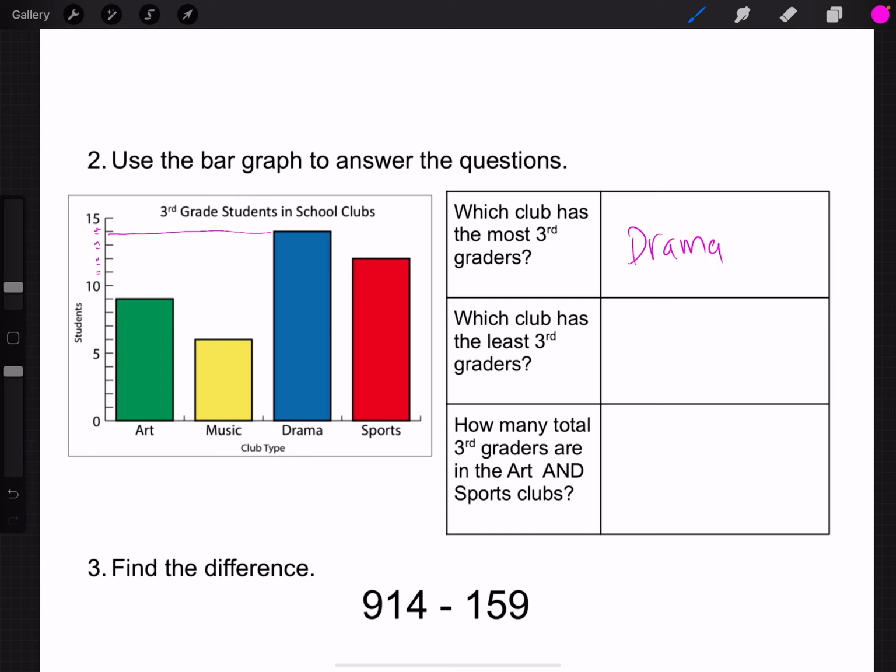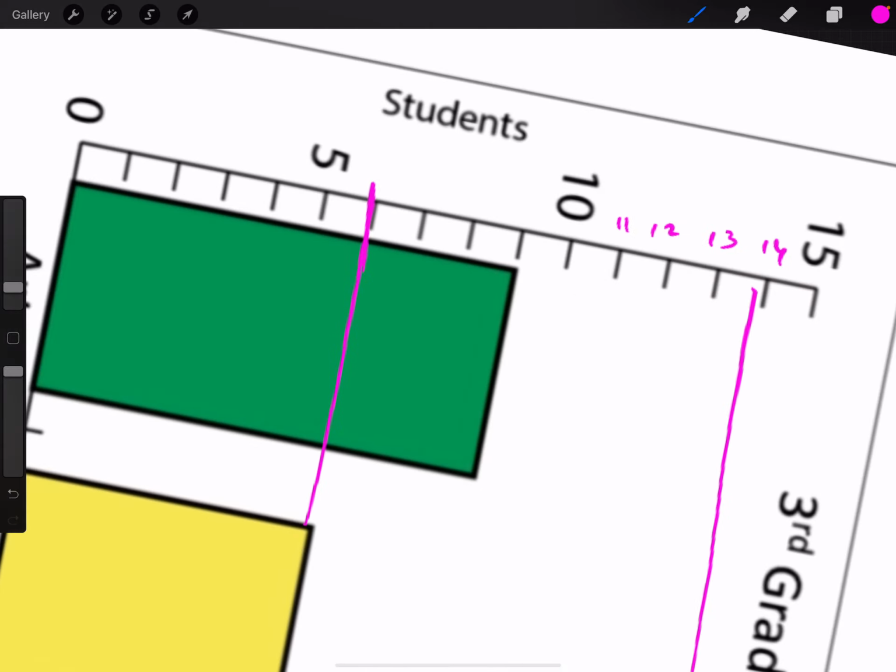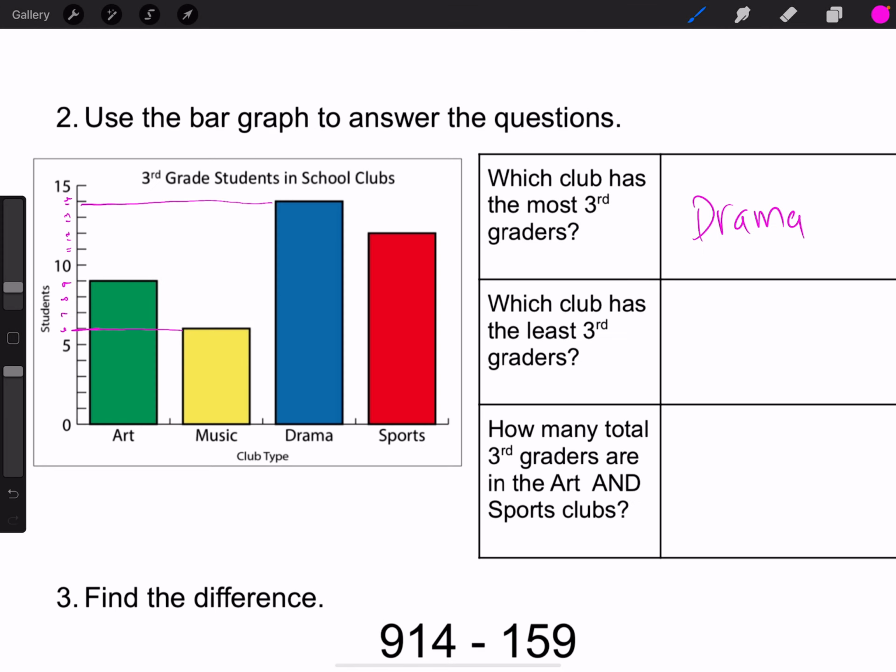Which club has the least? Well, I can see the yellow box has the least, and if I were curious about how many, I could do the number line again, and this must be 6, 7, 8, and 9. So music has the least, sad for music.